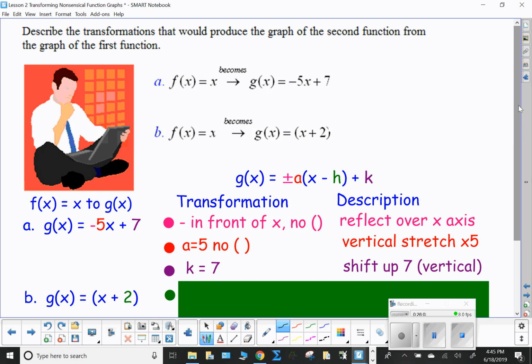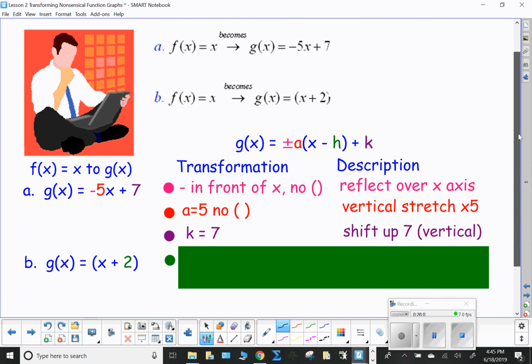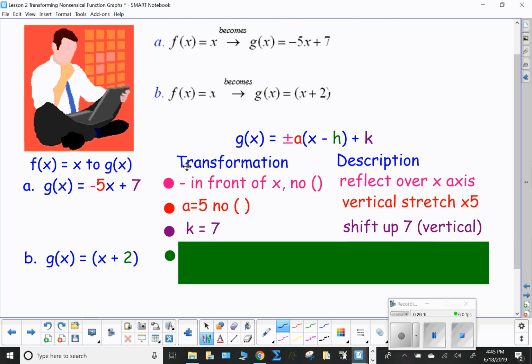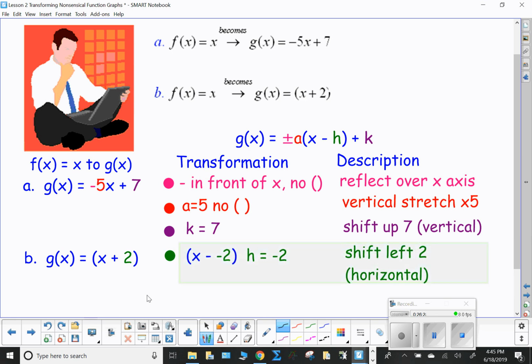These are linear transformations. And we're going to get into all these parent functions later, just giving you sort of a precursor, a taste of it, foreshadowing. G of x is equal to x plus 2. You now have parentheses. You're inside the parentheses, so that means you're doing something horizontally. Well, adding or subtracting means moving. So we are moving left 2. Why left and not right? Remember, it's x minus negative 2, so h is negative 2.